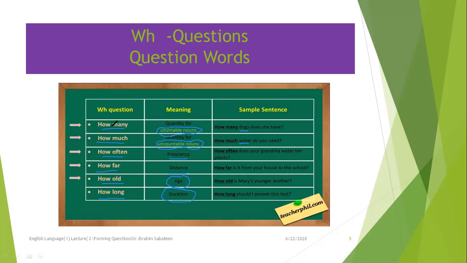How many? Quantity for countable nouns. How much? Quantity for uncountable nouns. How often, frequency or number of times. How far? Distance. How old? Age. How long? We use it for duration.